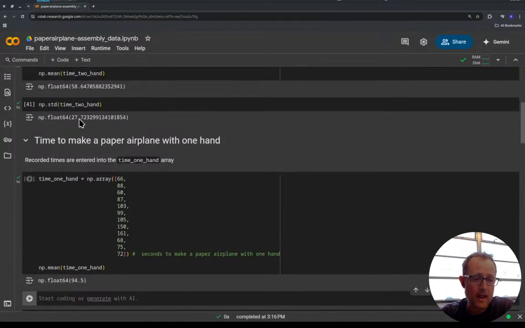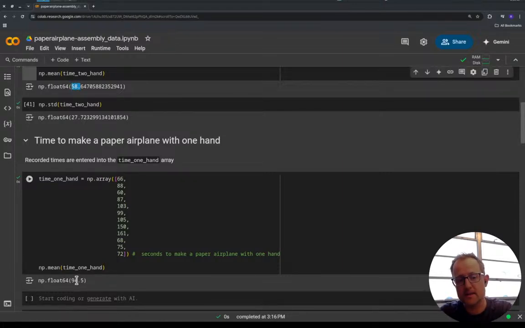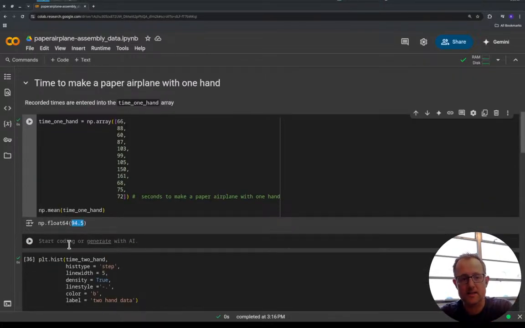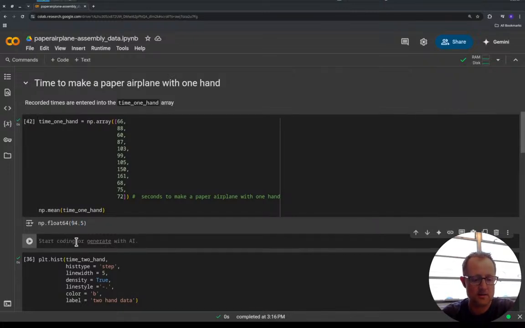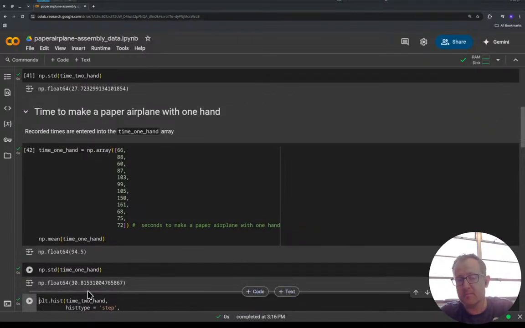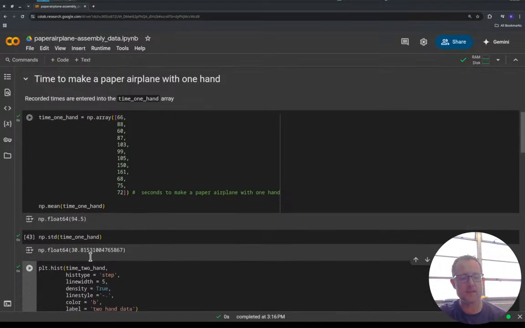So now with one hand, we're 1 full standard deviation above. Here we had 60, now I've got 95. So at least 30 seconds slower, or 30 seconds more time to do this. I'll do std for time one hand, but still about the same standard deviation. Roughly, with 1 sig fig, plus or minus 30 seconds.